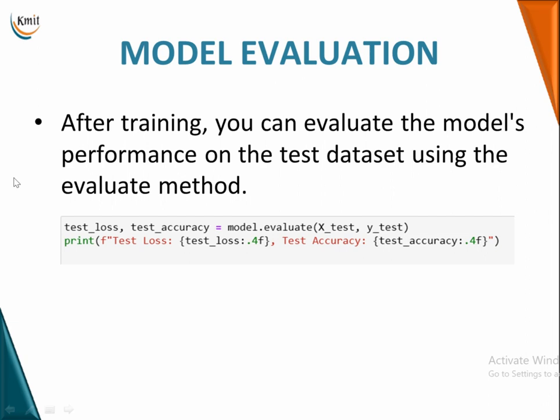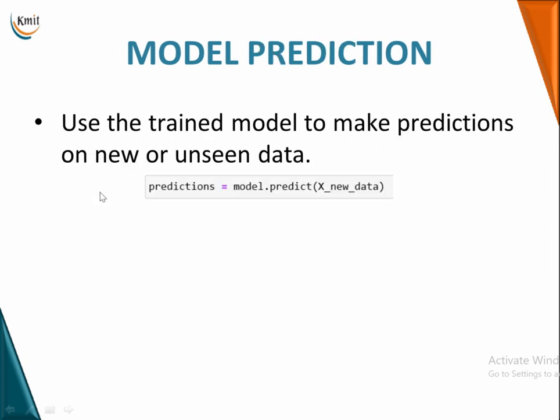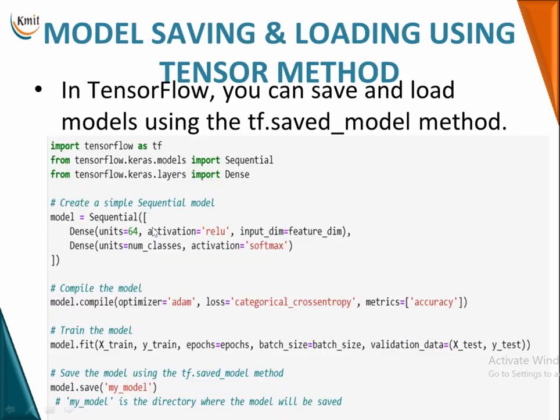Okay, so once you are done with evaluation of your model, you can go for prediction, wherein you use the trained model to make predictions on any new or unseen data, and you get your predictions out of it. A very simple technique that I am showing here is to save and load the model. Now there are three methods for it. The first method is the tensor method, which is the same method that I have just explained.